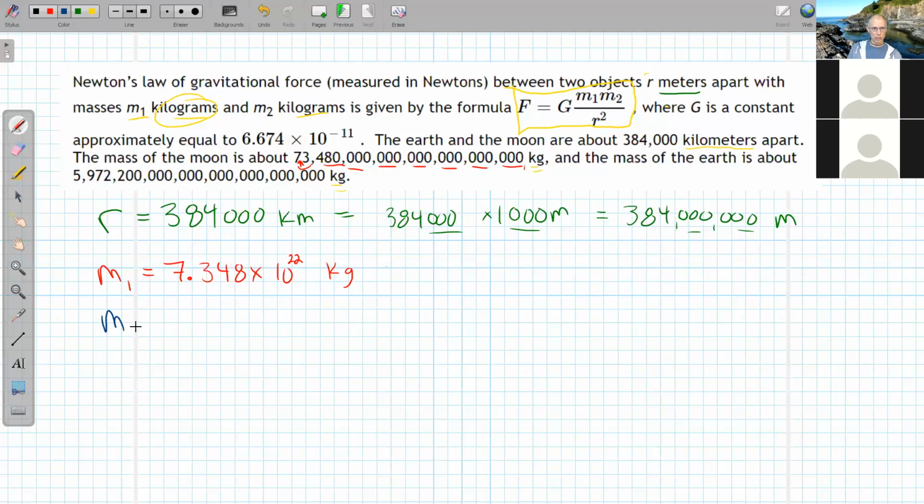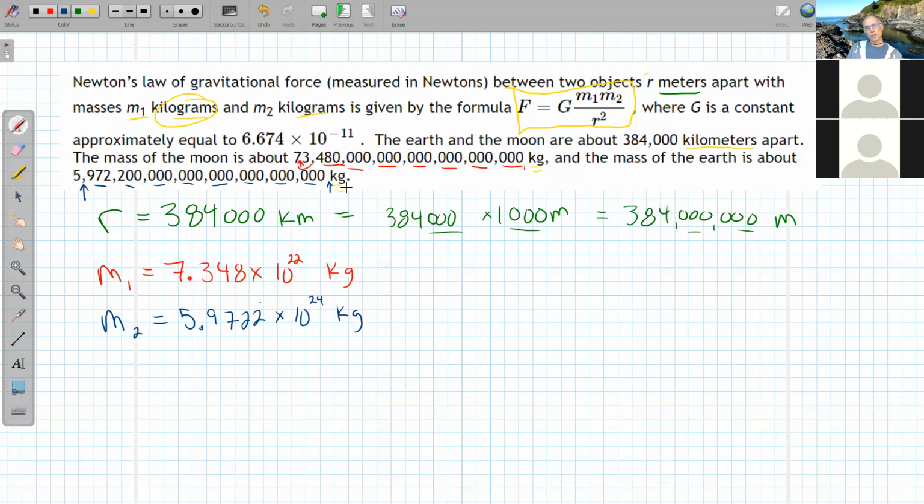M2 would be the mass of the Earth. And if I wanted to write that in scientific notation, it would have to be 5.9722, because in scientific notation, you can have only one non-zero digit to the left of the decimal point. And then we have to figure out how many places to get the decimal from the beginning here to this new spot. So how many groups of 3 do I have? 1, 2, 3, 4, 5, 6, 7, 8. 8 times 3 is 24, so this would be times 10 to the power 24 kilograms in scientific notation.